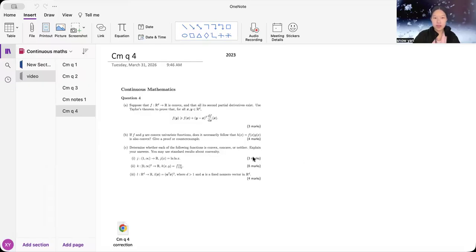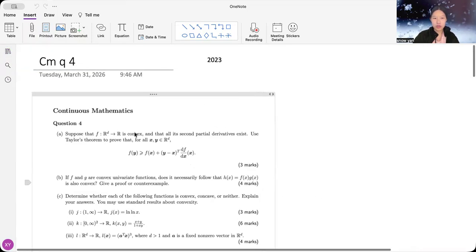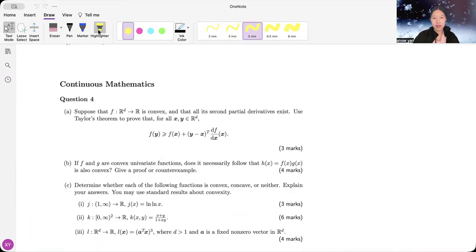Let's go over the continuous math question that I did. In this question, in the first part, it's testing Taylor's theorem. Suppose that f is a function from R^d to R and is convex. So this is key info. If it's convex, we know that the second derivative is greater than zero, right? And all its second partial derivatives exist.